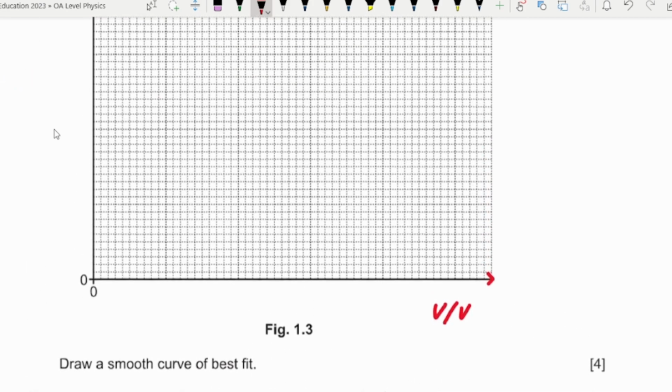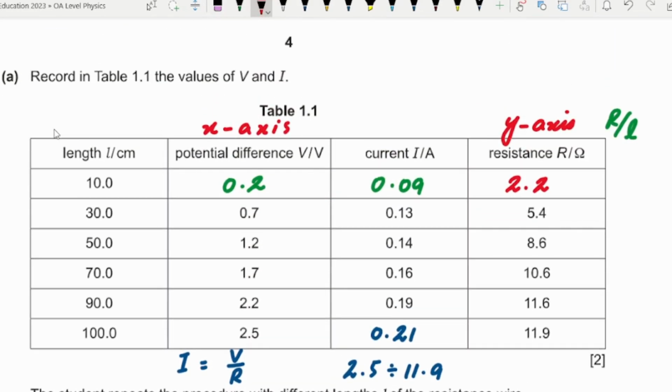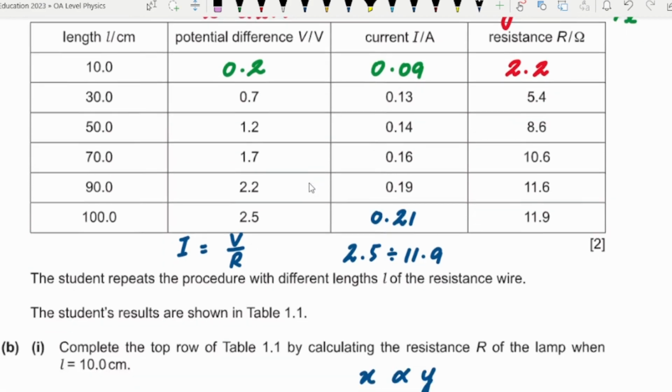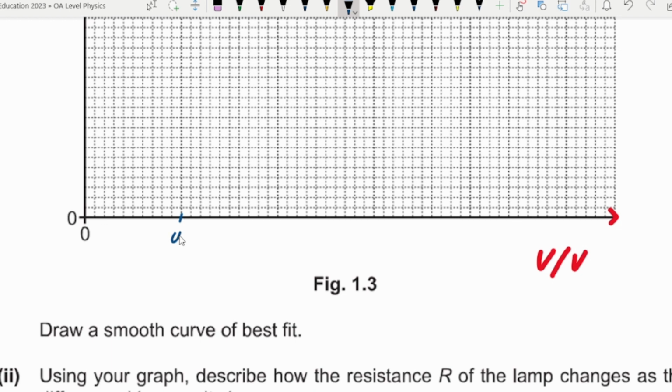Then the next one is to scale the axis. Now in order to scale the axis, you have to look for the maximum values that you have. For example, on the x-axis we are going till 2.5. So what if I do it like this? 0.5 here. After the next 10 blocks, we'll be writing 1.0. After the next 10, we'll be writing 1.5. After the next 10, we'll be writing 2.0. After the next 10, we'll be writing 2.5.